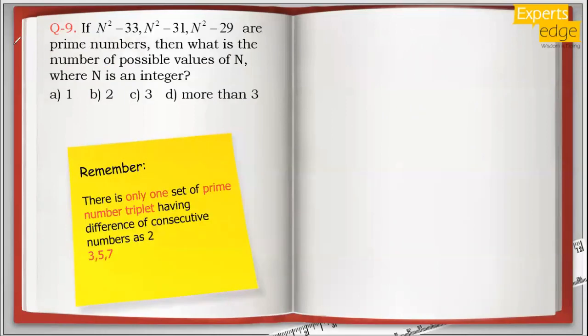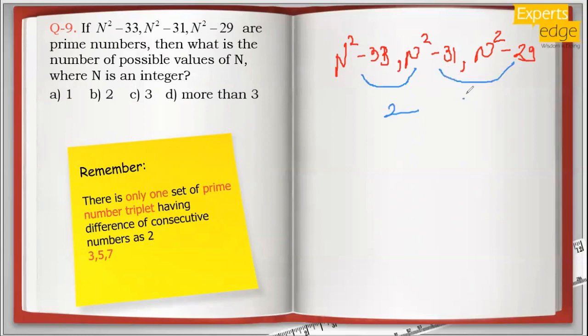Now question number 9. Again a good question. n square minus 33, n square minus 31, n square minus 29. Now look at the difference between them. The difference of the first two numbers is 2. The next difference is also 2, and we know that there is only one set of 3 prime numbers which have a difference of 2, and what is that? 3, 5, 7. So this is only possible when the first is equal to 3, the second is equal to 5, and the third is equal to 7. So you can just check the value.